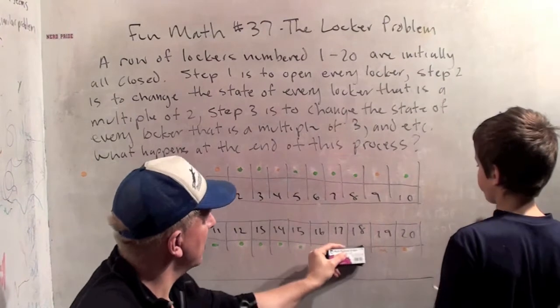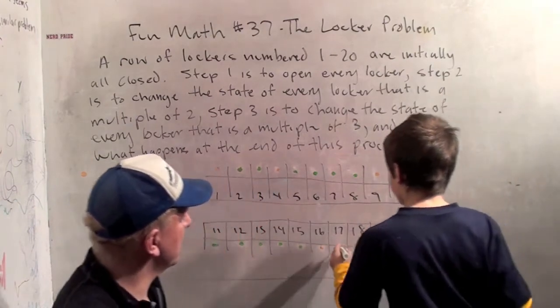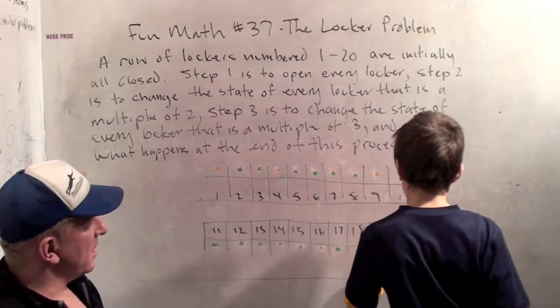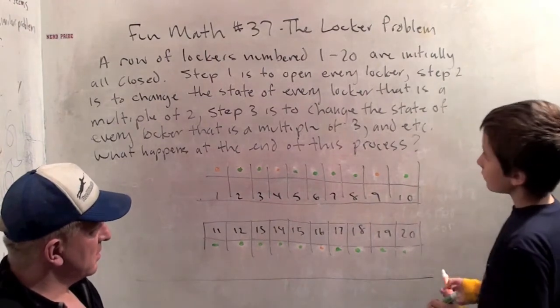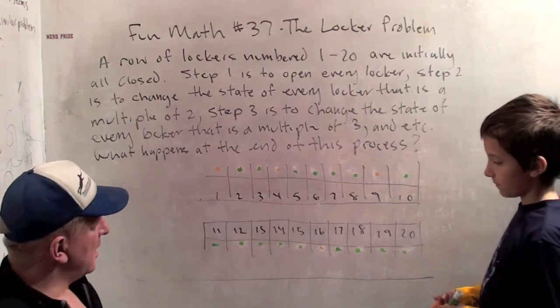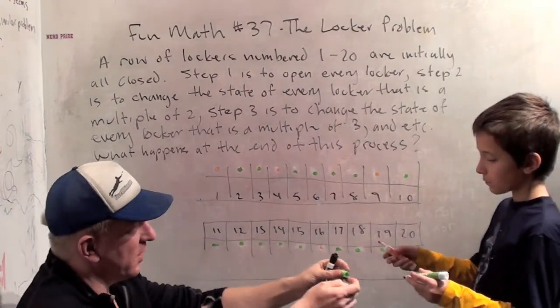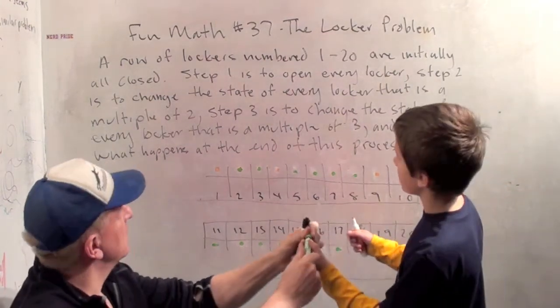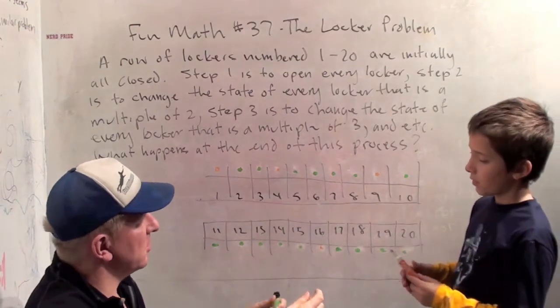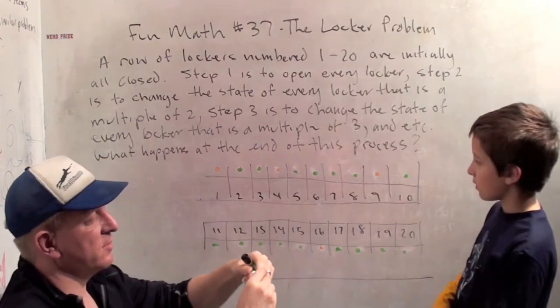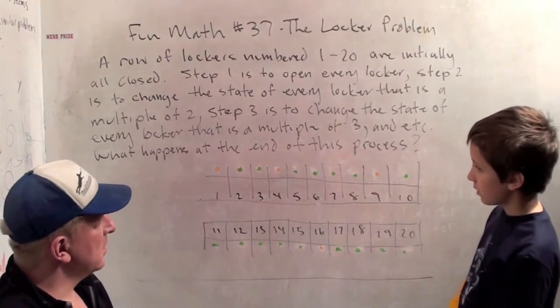And 17, 18, 19, and 20 are going to go green. Okay, now green means closed. Yeah. And orange means open. And initially they all started what? Open. Well, initially they all started closed. Initially they all started closed, so initially they would have been all green if we would have thought to color them all green in the beginning.